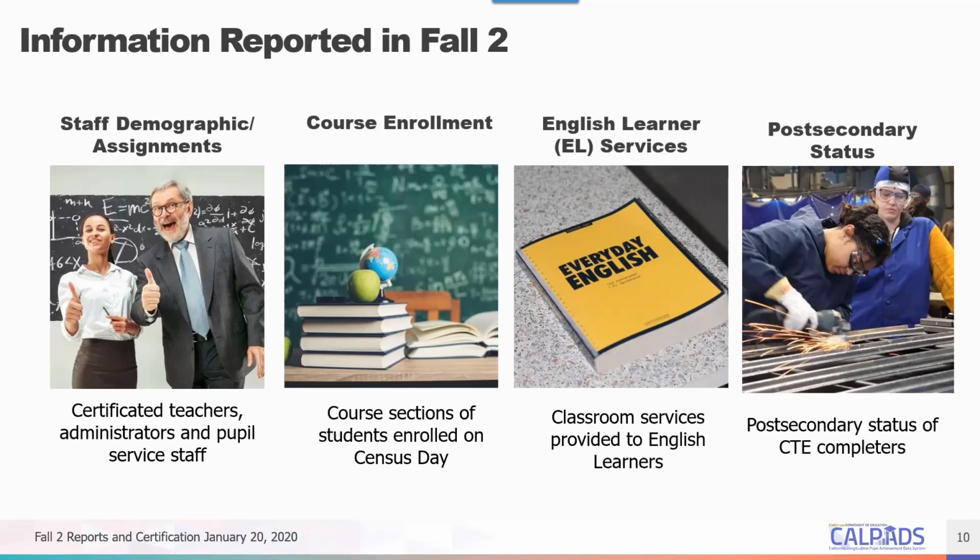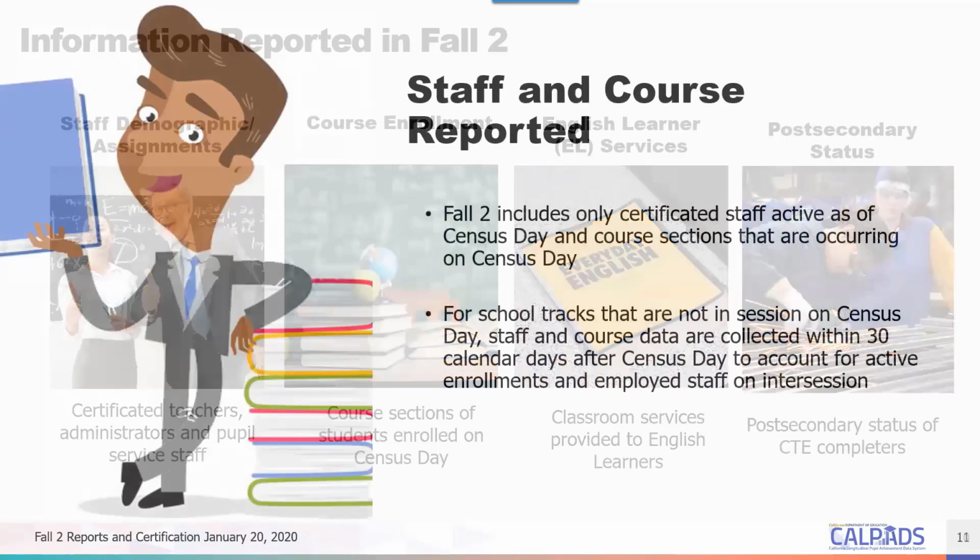And then your post-secondary status. This is the post-secondary status of CTE completers. Remember, post-secondary for special ed is in end of year 4. And if you have the information, possibly the California Partnership Academy.